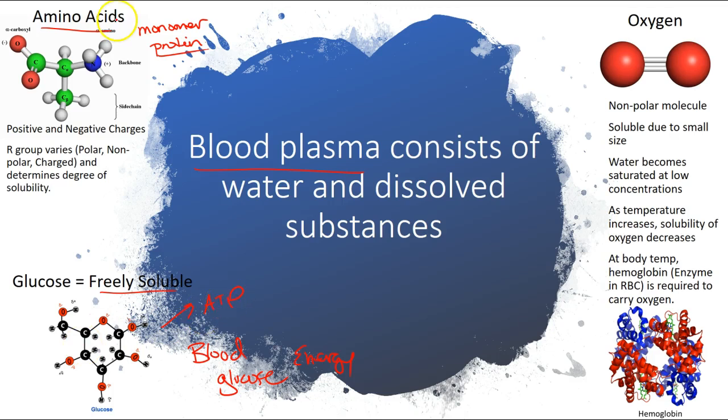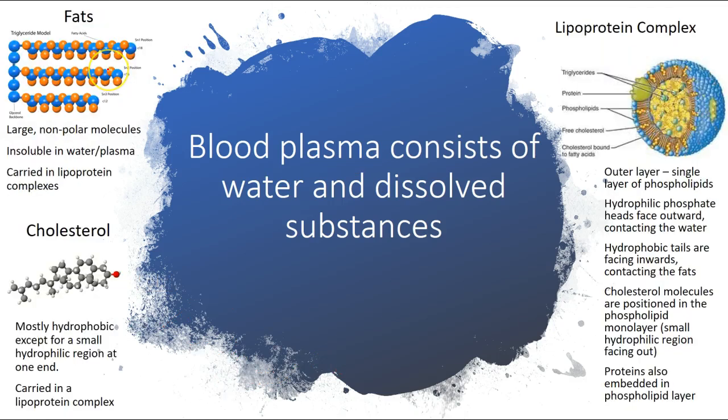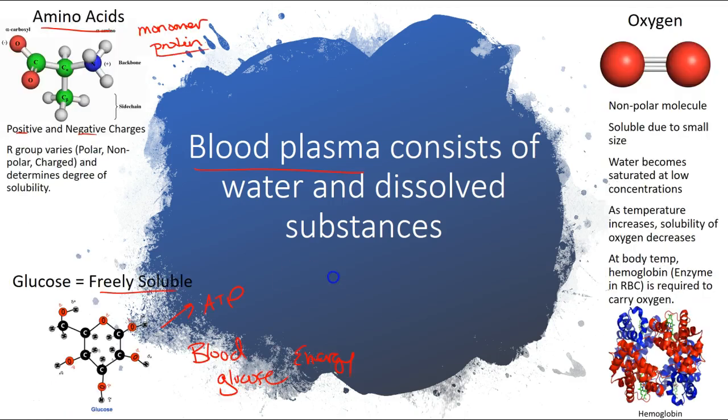Amino acids have positive and negative charges based on the carboxyl and amino groups. So you'll notice that this is the amino group. It has a positive charge, and the carboxyl group has a negative charge. Now I'm not going to get into the actual anatomy of the amino acid because that's a later video, but just know that it has a positive and a negative charge. Negative is on the carboxyl end, the positive is on the amino end.